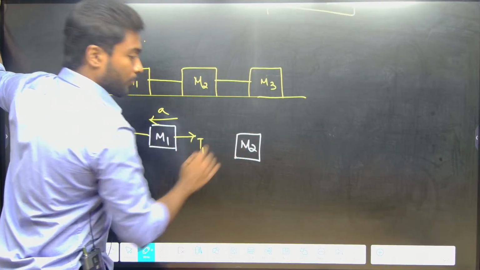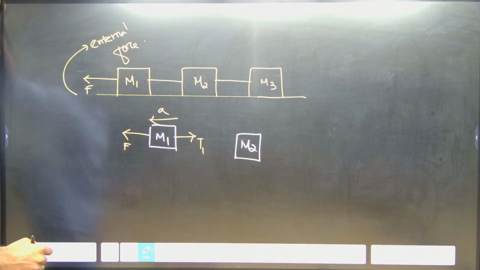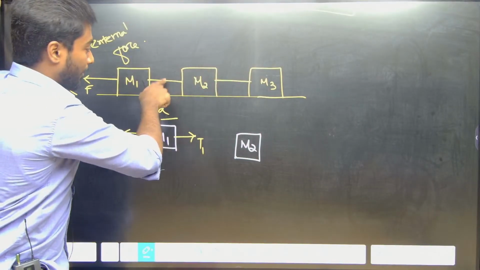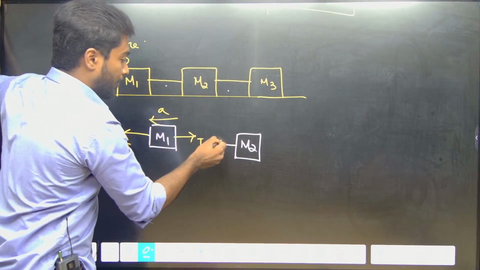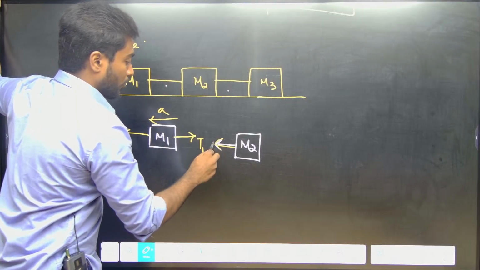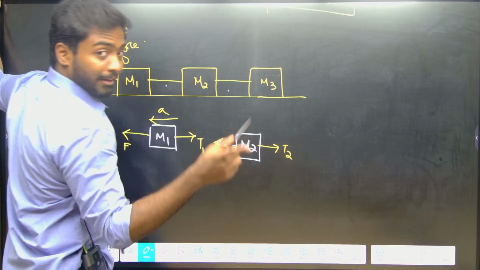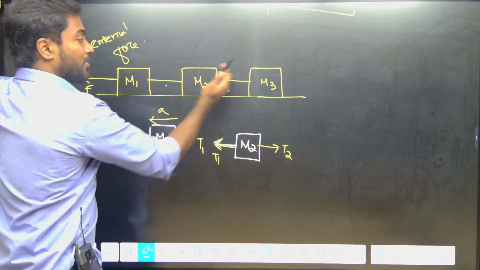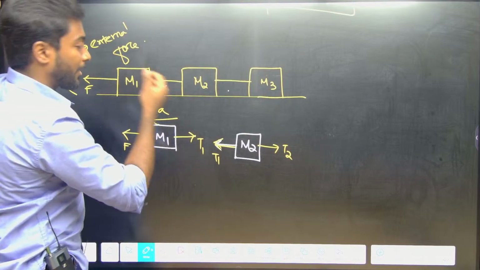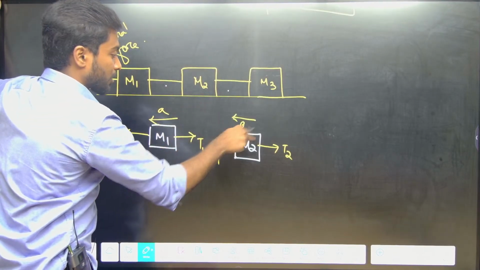This is my M2. So, two ropes are acting. One is T1, one is T2. So, T1 will be in this direction, right now. So, this is my T1, this is my T2, but if M1 is going like this, it means M2 also, M3 also will be in the same direction. So, this is my acceleration.